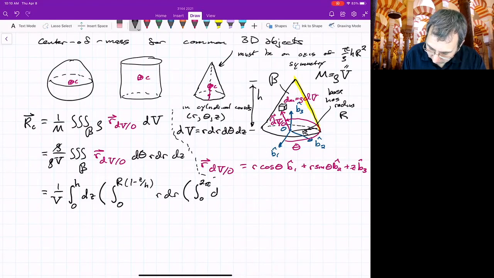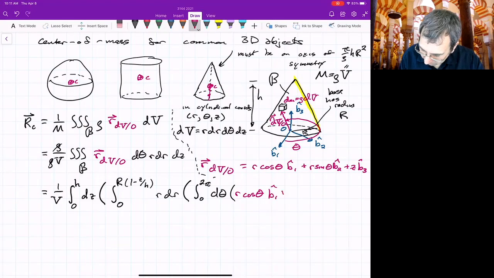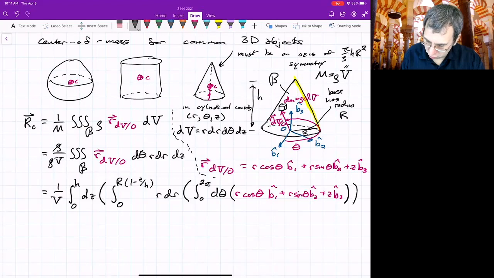So now this is the integral over theta of our vector. And we've conveniently written our vector right there. So r cosine theta in the b1 direction plus r sine theta in the b2 direction plus z b3. And now I just need to close up these parentheses. 1, 2. I feel like there should be a third one somewhere. 1, 2, 3. Maybe I'll make the big outer one be square.